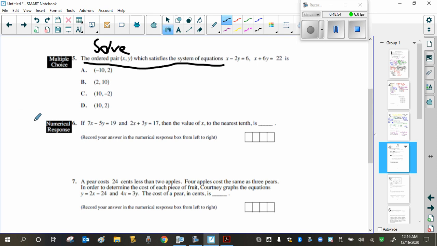Now number 6 is more important. This one says the value of x. So if my answer was 7, 11, what would the value of x be? It would be 7. Okay, so you find the intersection point, but they just want you to put the x coordinate into the box here. Okay, so we'll work on that.